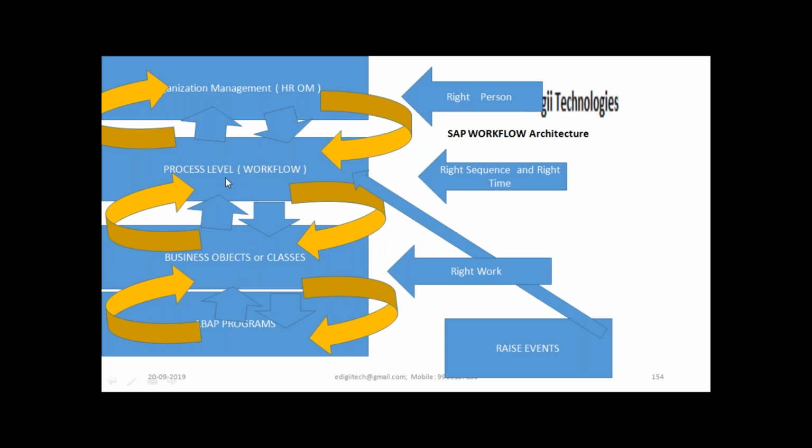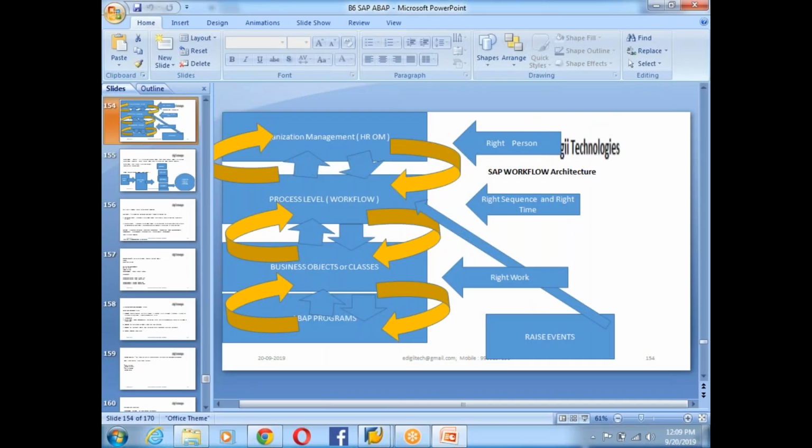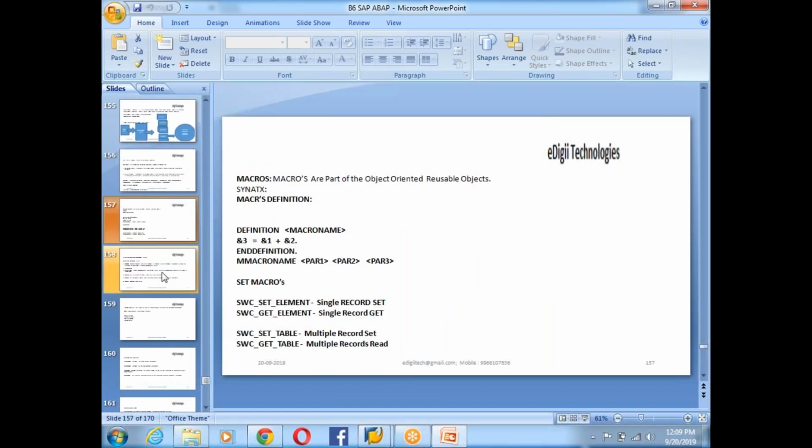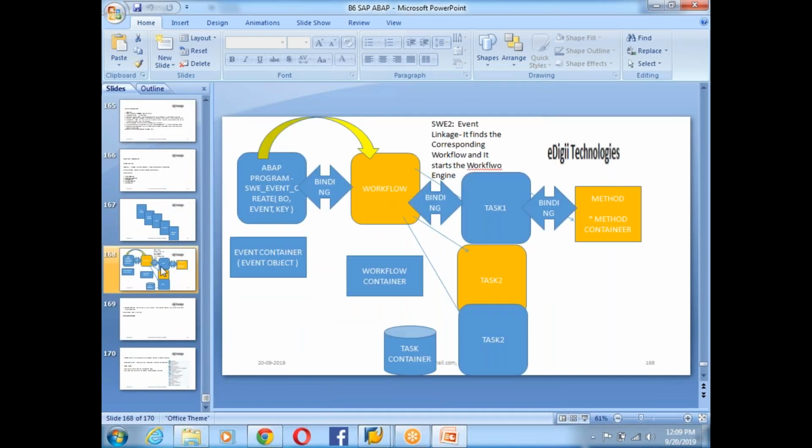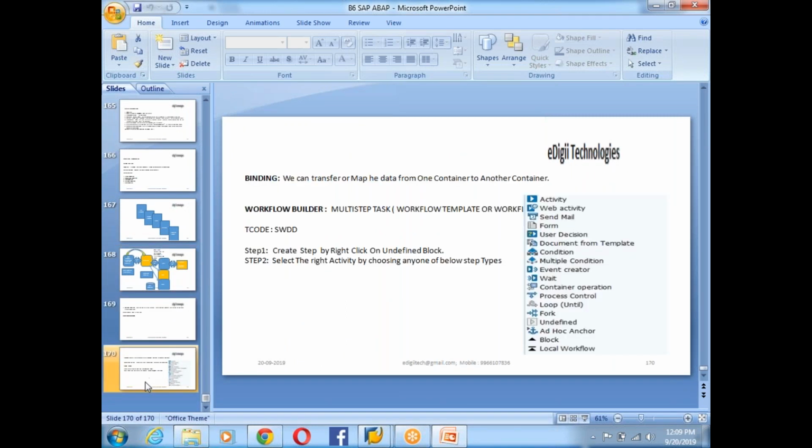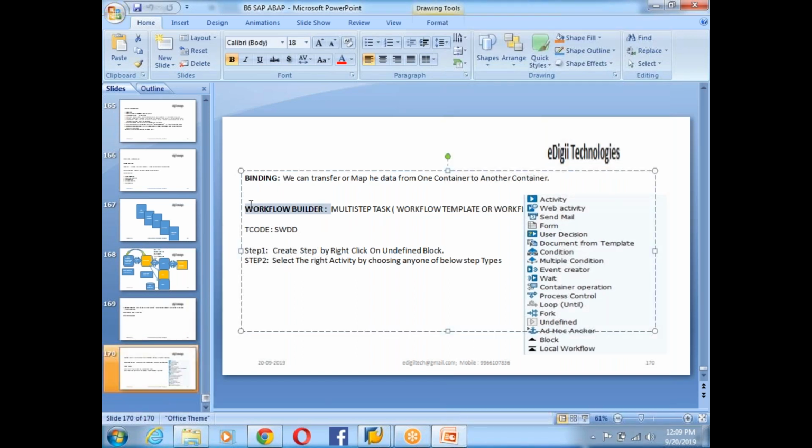And also we have seen the process level in yesterday's class. In the workflow level, we have two kinds of tasks: one is a single-step task and another is a multi-step task. In single step, we have standard task and workflow task, and in multi-step, we have the workflow template and workflow task. To create a workflow task, we need to go to PFTC. If it is a multi-step task, we need to go to the workflow builder. The transaction is SWDD.